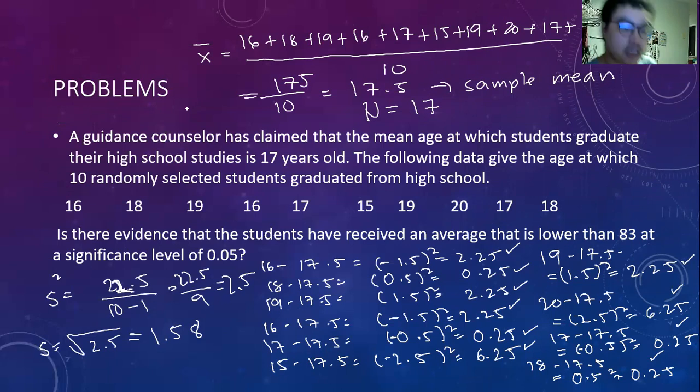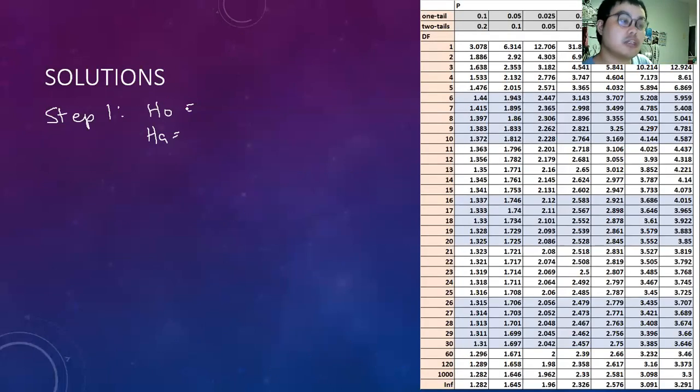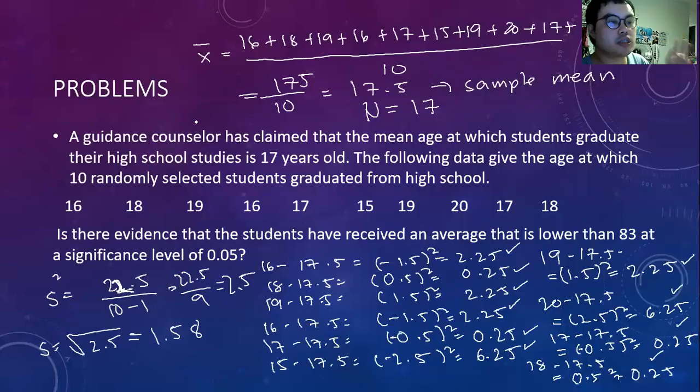0.05? Okay, so what we are going to do here is state the null hypothesis. Our mu is equal to 17. However, regarding the alternative hypothesis, oops, I forgot to make a correction here.